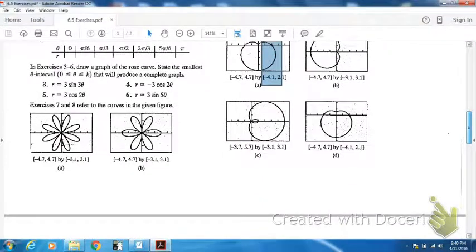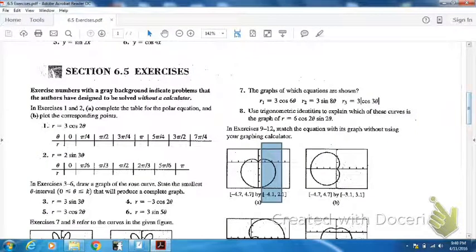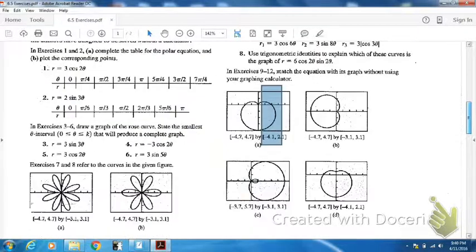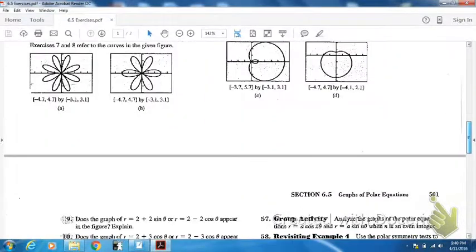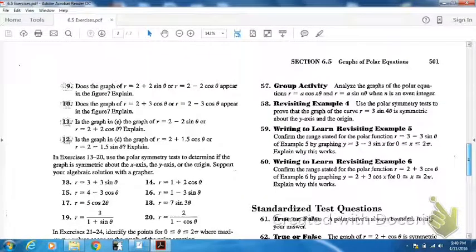Okay, and then it says exercises 7 and 8, you're going to refer to the curve. So for 7, you're going to just answer questions about that. You actually have 3 different equations, and you're going to see which one, if any, matches the one in the previous column. Then for 9 through 12, you have some more graphs to compare with. Make sure you read the question carefully.